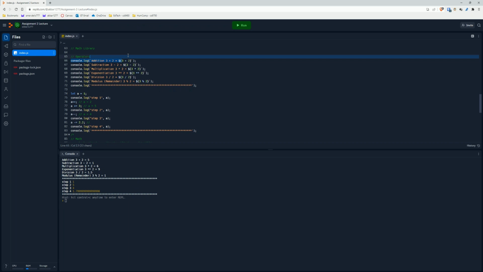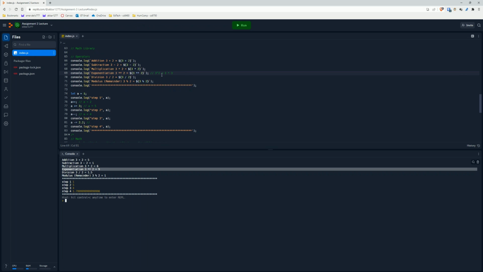Addition is, well, pretty self-explanatory. It's the plus sign. Subtraction is minus. Multiplication is going to be the star. Exponentiation is 2 stars. Exponentiation, if you guys don't know, is pretty much saying 3 to the power 2, or in other words, 3 times 3. So 3 times itself 2 times. That's what this means. And you can see 3 times 3 is 9, and the result of that is right here. It is 9 right here.